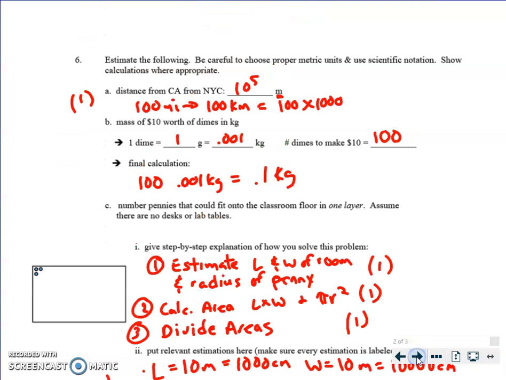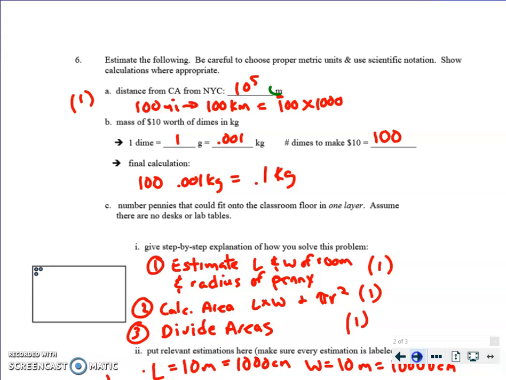Next page. Okay, so how I expect you to approach this, the distance from CA to New York City, is think about it in miles. You should know that it's on the order of 100 miles, not 10 miles, not 1,000 miles. You could have said 200 miles, you could have said 300 miles. That doesn't change anything. So once you know it in miles, I don't want, this M stands for meters. It does not stand for miles.